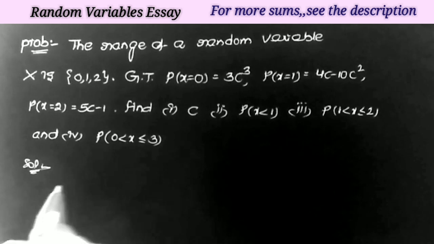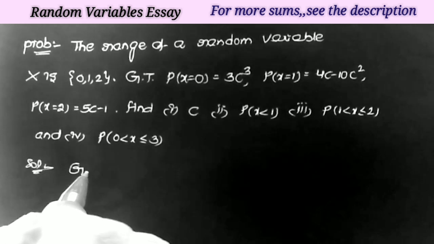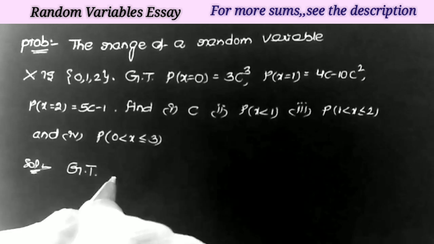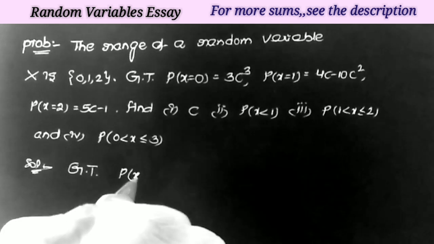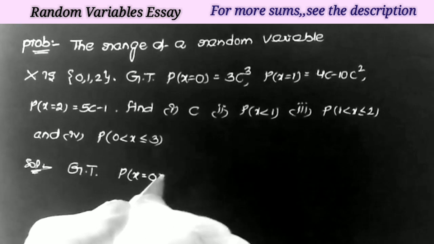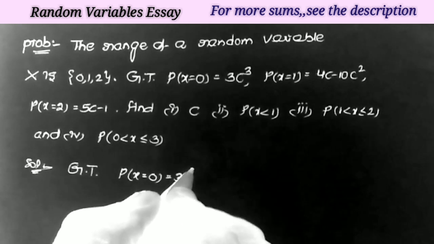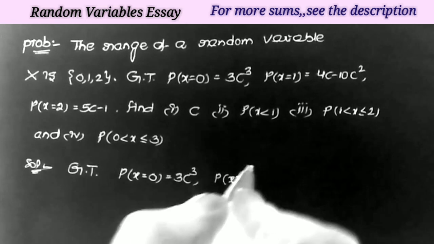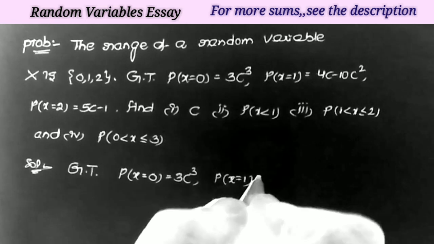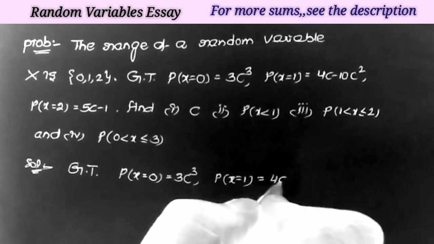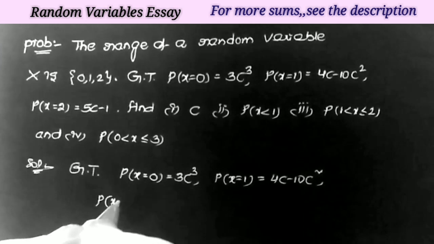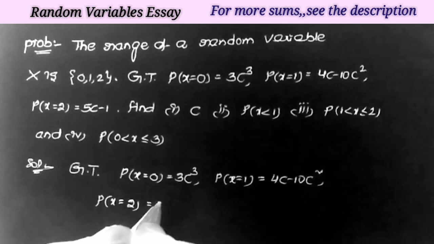So first writing the given data. What are the given values? Given that range is equal to 0, 1, 2 and these 3 values are given. So first I take the values. What is the first value? P of x is equal to 0 is equal to 3c cube. And the second value P of x is equal to 1 is equal to 4c minus 10c square. And the third value P of x is equal to 2 is equal to 5c minus 1.